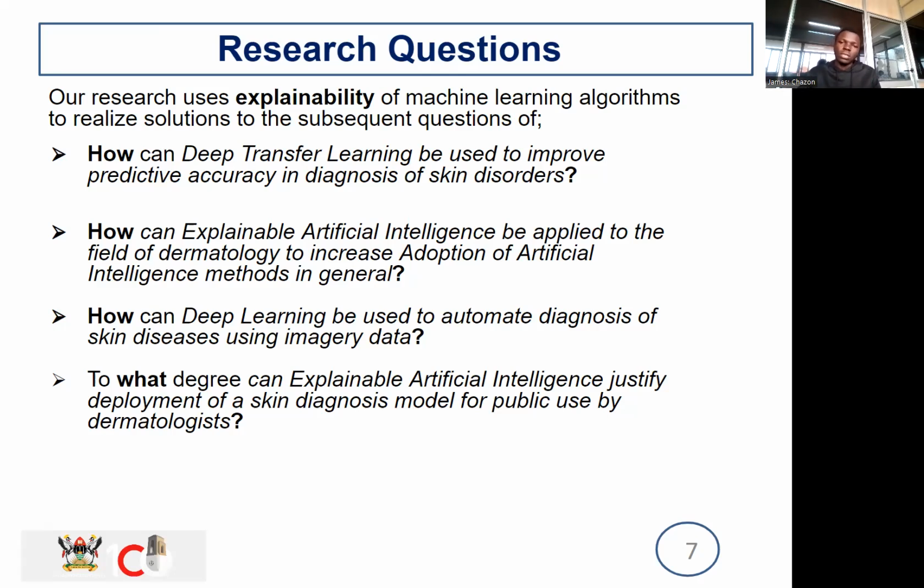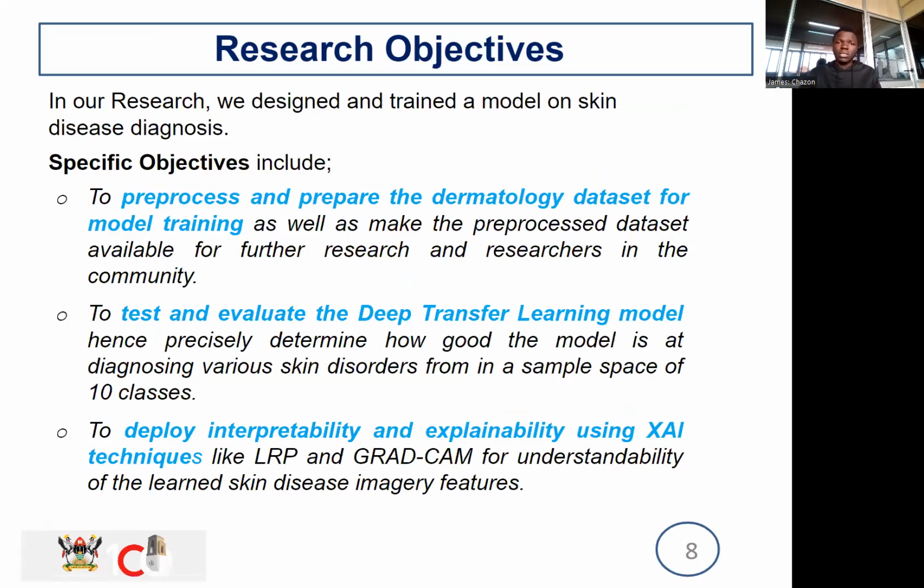and also dermatologists. So our research objectives were specifically to pre-process and prepare dermatology data sets for model training, to test and evaluate the deep transfer learning model, and then also deploy interpretability and explainability using XAI techniques.